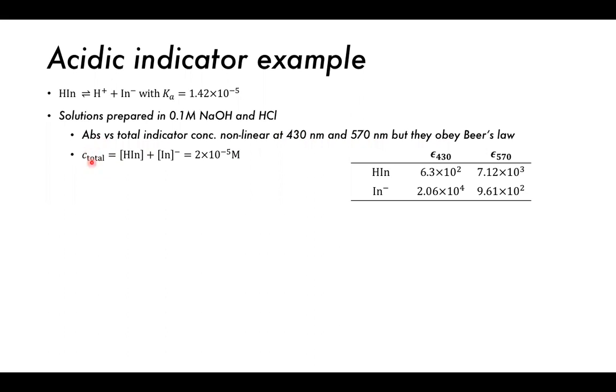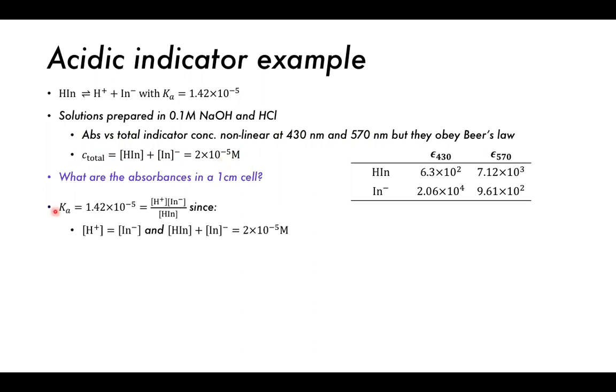So the total concentration is going to be equal to the concentration of the undissociated acid plus the conjugate base. And we're told the total concentration is 2 times 10 to the minus 5 moles per liter. We're asked, what are the absorbances in a 1 centimeter cell at both of these wavelengths? Since Ka is equal to this, which is our equilibrium expression for that reaction, the concentration of H plus is going to be equal to the concentration of the conjugate base of the indicator.